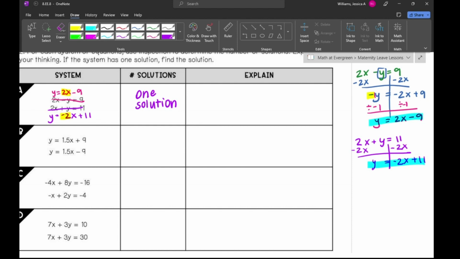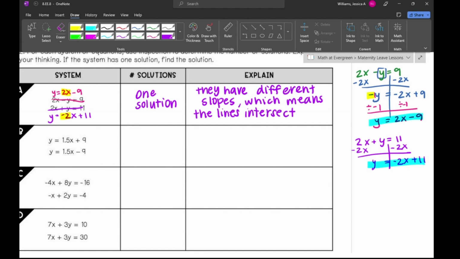Okay, and so my explanation here would be is they have different slopes, which means the lines intersect. Okay, so a graph would look something like that with one intersecting point.